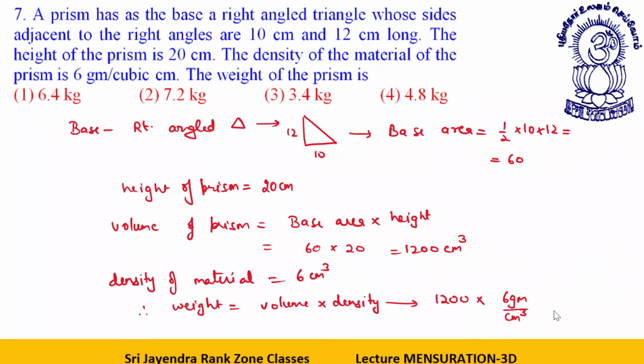So far clear? So this gives you what? This is centimeter cube, this is per centimeter cube, this will give you 7200 gram or 7.2 kg as your answer. Okay, dear students. Fine. Next one.